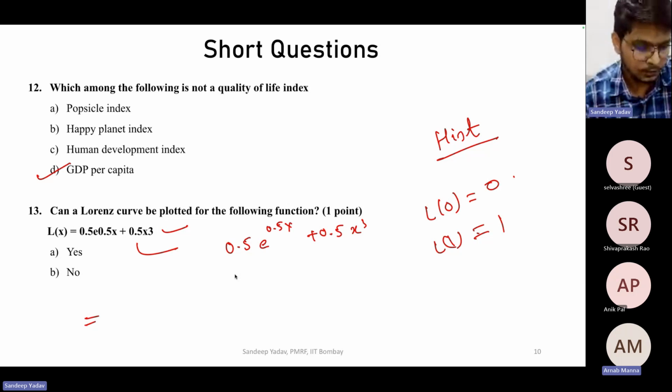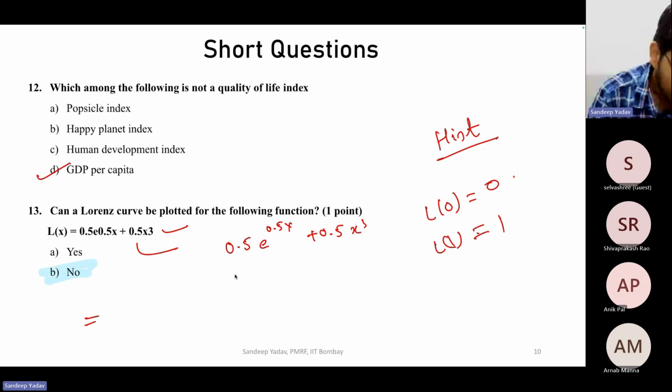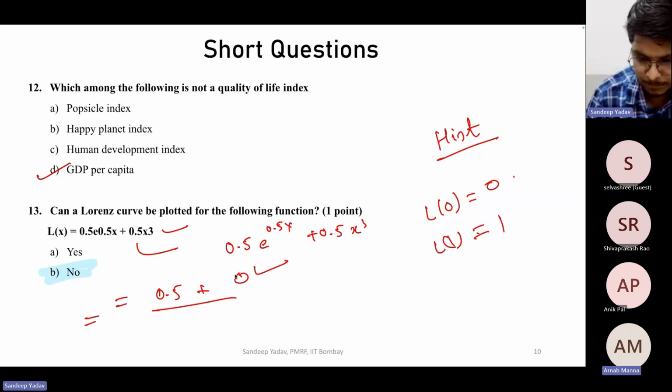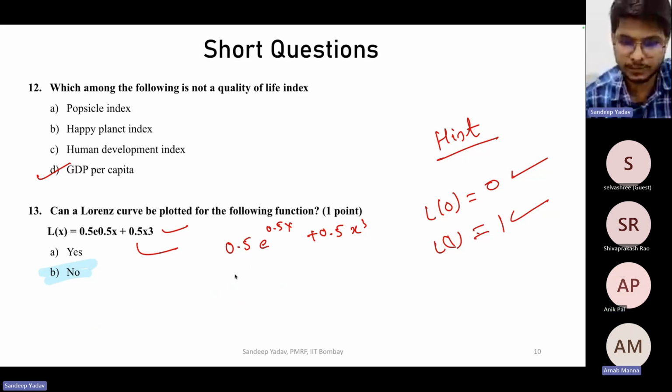Yeah. So if we see, the correct answer will be no. Why? It does not call. You will typically see e to the power 0.5 times 0. E to the power 0 is always 1, so ideally it is not consuming as a 0. That's why it's not following these two conditions. So this statement is false. I hope this solves your query.